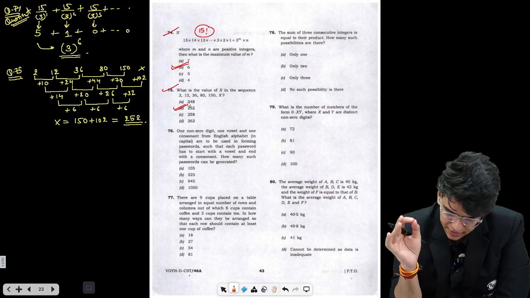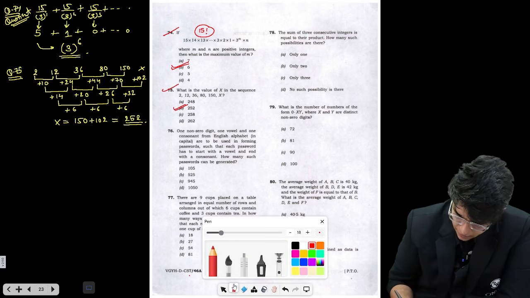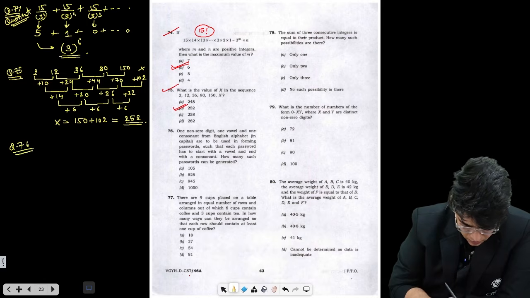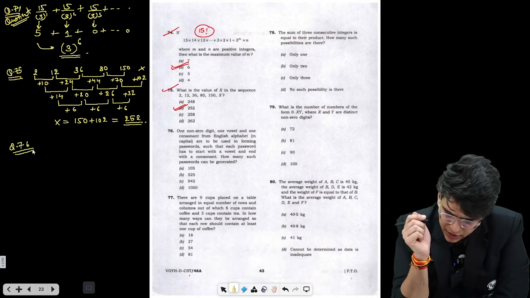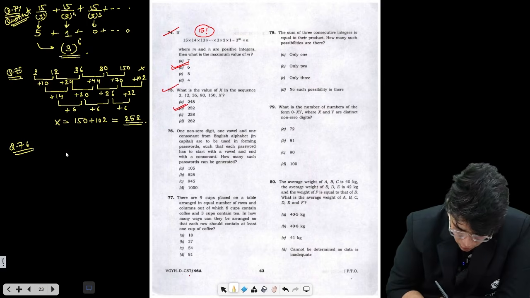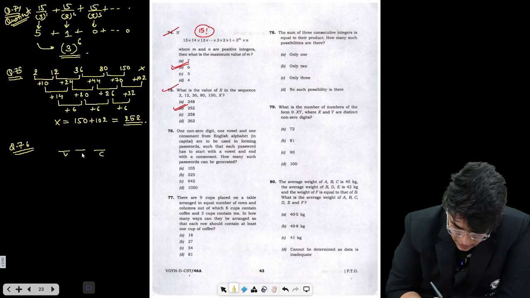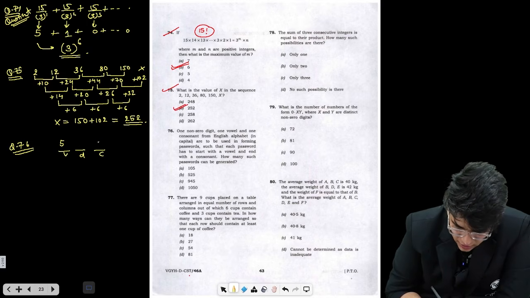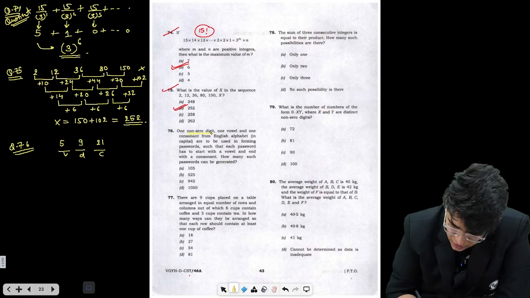Question number 76. Look at this question very carefully. One non-zero digit, one vowel and one consonant from English are to be used for forming a password such that each password has to start with a vowel, end with a consonant, and this will be digit. How many vowels are there? 5. How many consonants are there? 21. How many digits are there? Non-zero digits. 9.